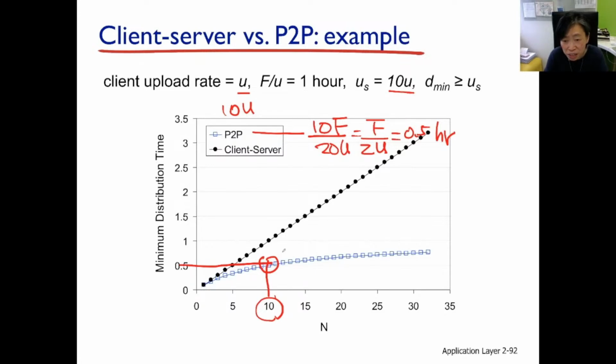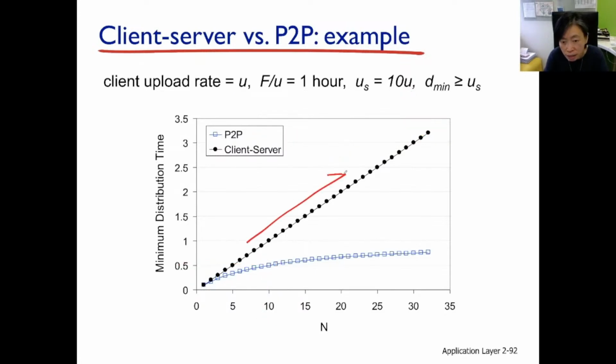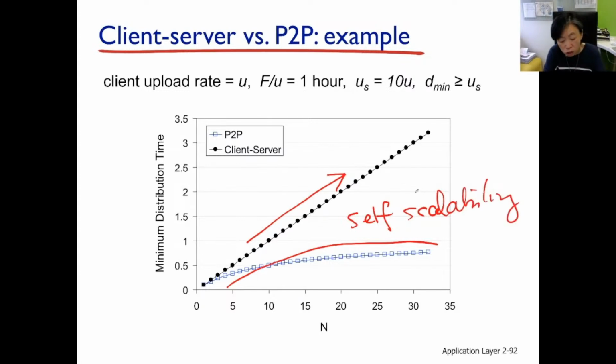So you see the growing trend: linear in client server mode, but sublinear in P2P mode. And this illustrates this characteristic of P2P systems very well, self-scalability. And this is the big advantage of running an internet service in the P2P architecture over the client server architecture.